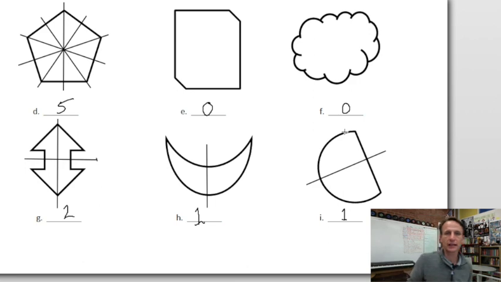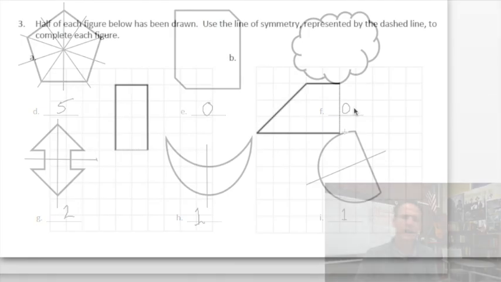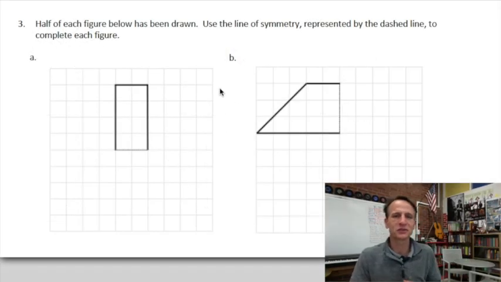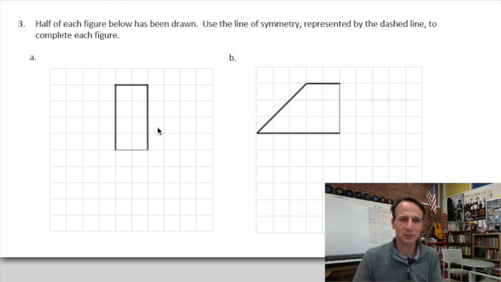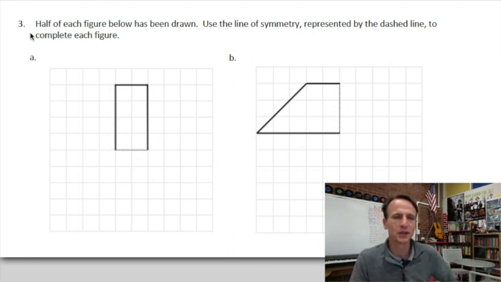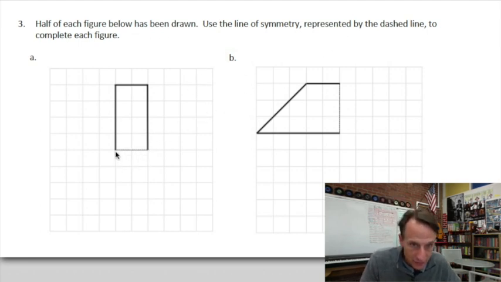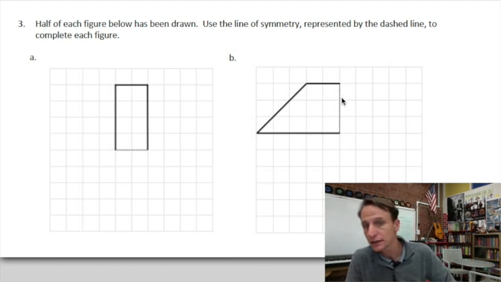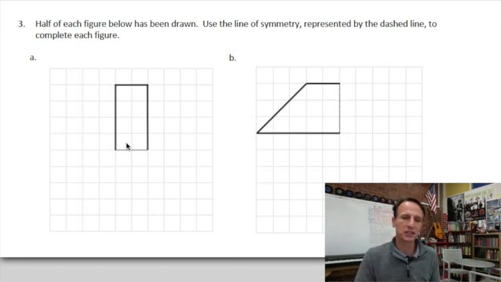Let's go take a gander at number 3. This is probably something you've done for fun and probably in a much more complex way, but we're given half of each figure below has been drawn, and then use the line of symmetry represented by the dash line. So here's one for A and there's one for B to complete each figure. Okay, so when I look at this rectangle, I want to add the other half of the rectangle.